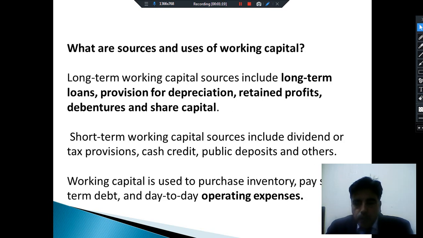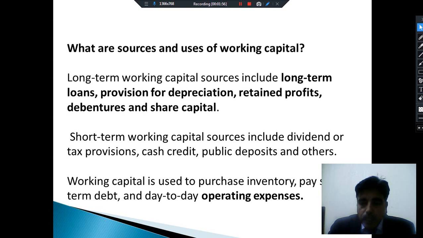Long-term sources of working capital. Long-term working capital sources include long-term loans, provisions for depreciation, retained earnings, debentures, and share capital. Here we are concerned with the short-term working capital sources, including dividend or tax provisions, cash credit, public deposits, and many others. And again, the uses of working capital, as mentioned in the previous slide: buying inventory, paying short-term debts, and day-to-day operating expenses, which are very important for working capital management.